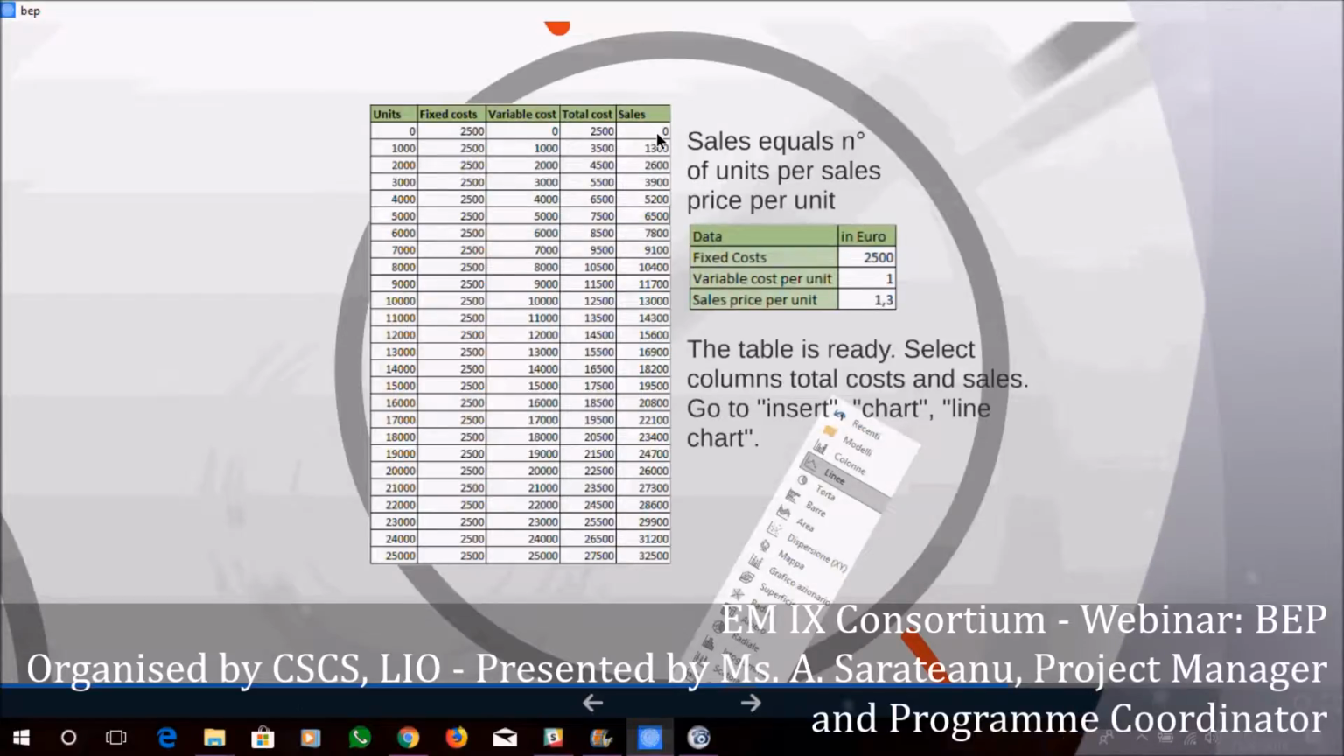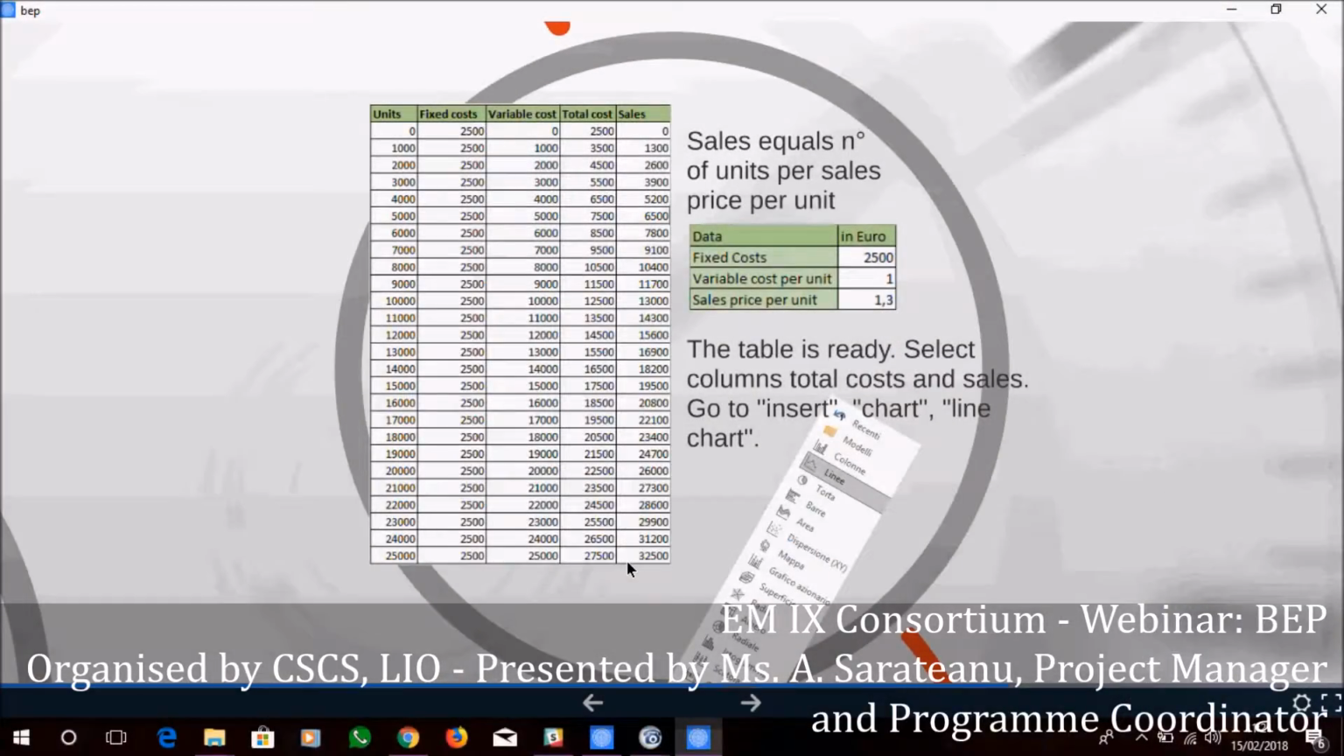Therefore, you just put inside the formula and then copy it to the end of the row. So the table is ready. What you should do now is just to select the columns, total costs and sales. You just select them in Excel. And then you go to Insert, Chart, and Line Chart.